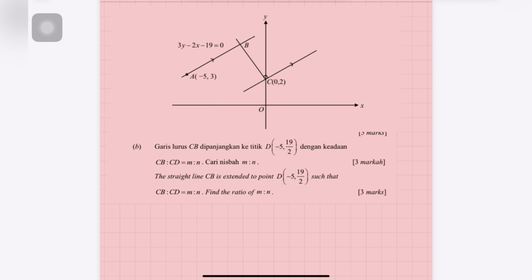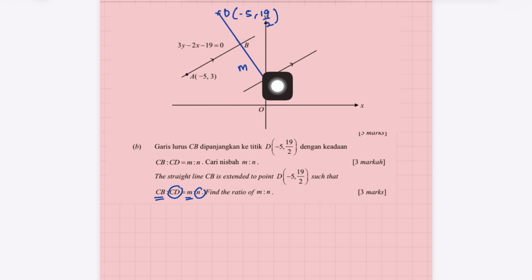The straight line CB is extended to point D, negative 5, 19 over 2, such that CB is to CD equals M is to N. Find the ratio of M is to N. Okay, so CB extended to D. So D is negative 5, 19 over 2. So the ratio CB is M, CD is N. CD is all N, meaning that BD is N minus M.